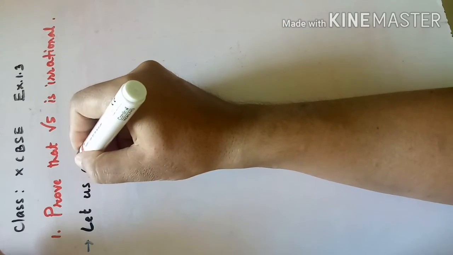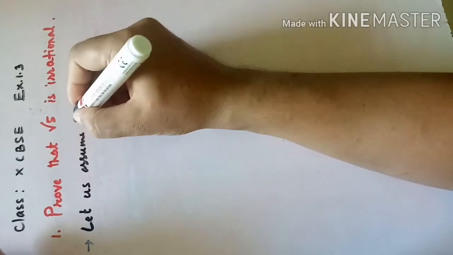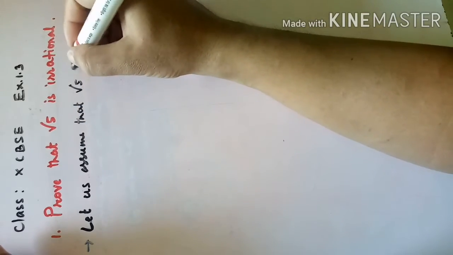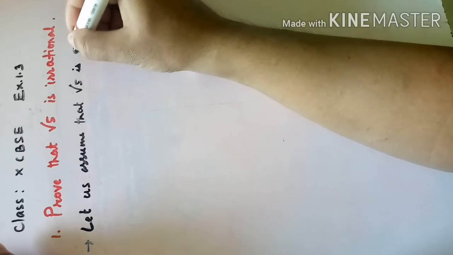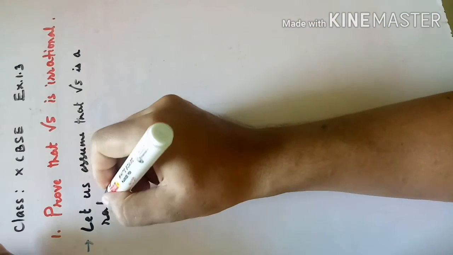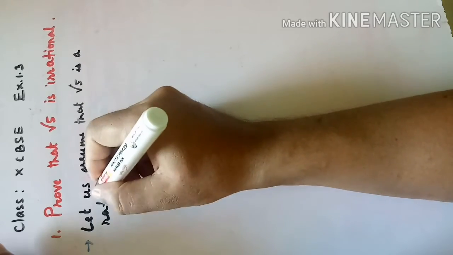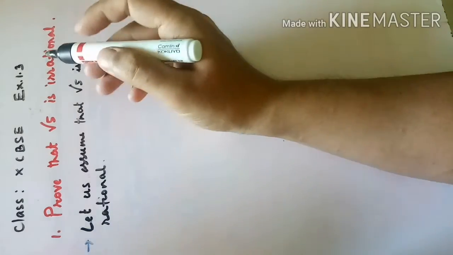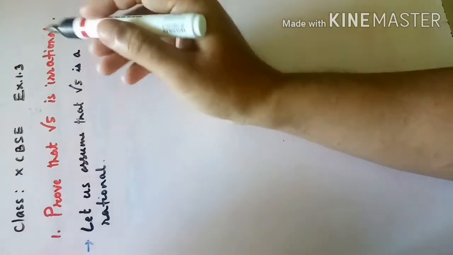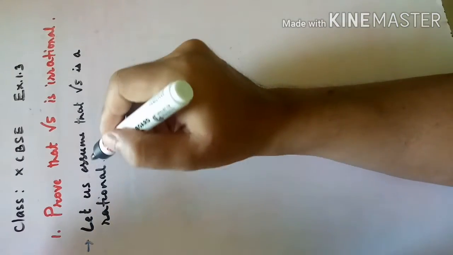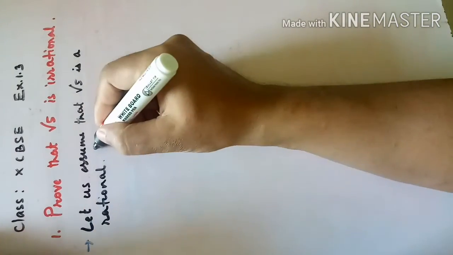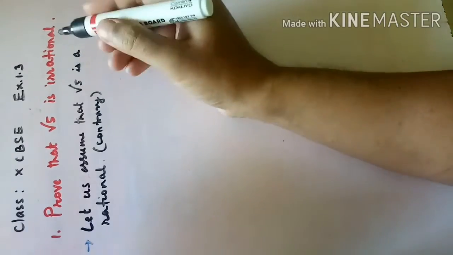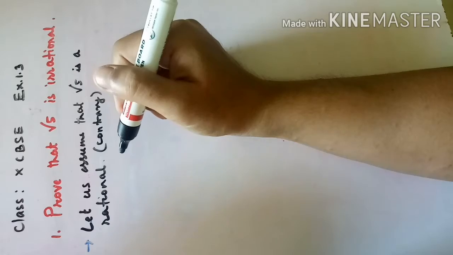Let us assume that root 5 is rational. What is the meaning here? The question already says that root 5 is irrational, but I consider here that root 5 is rational. This is called just contrary, just opposite to irrational, I am taking it as rational now.